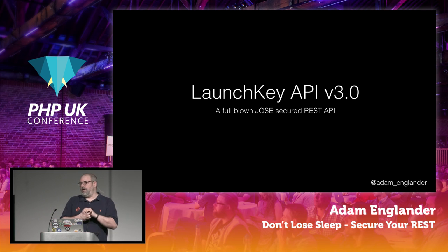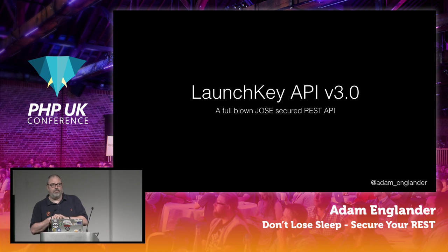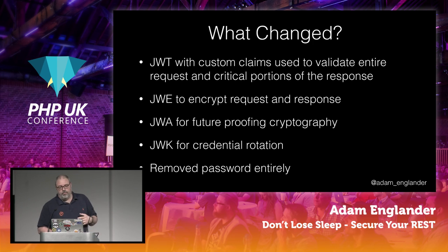So we came up with API 3. We were acquired, and we were told that we had to move from processing, I think it was 3,000 requests an hour to 10,000 a minute, which meant we got to rewrite our API. And when we were rewriting our API, we decided, well, let's do this right. Let's go version 3, and we're going to actually do the security stuff right, because since we're rewriting everything, let's not make it hard. So what we changed is everything.